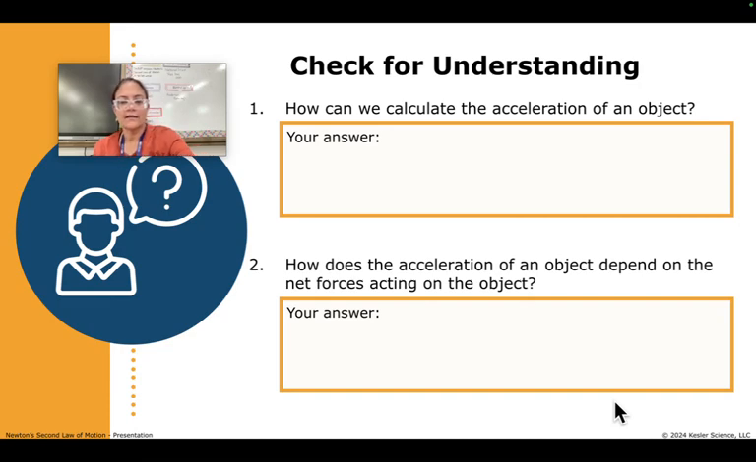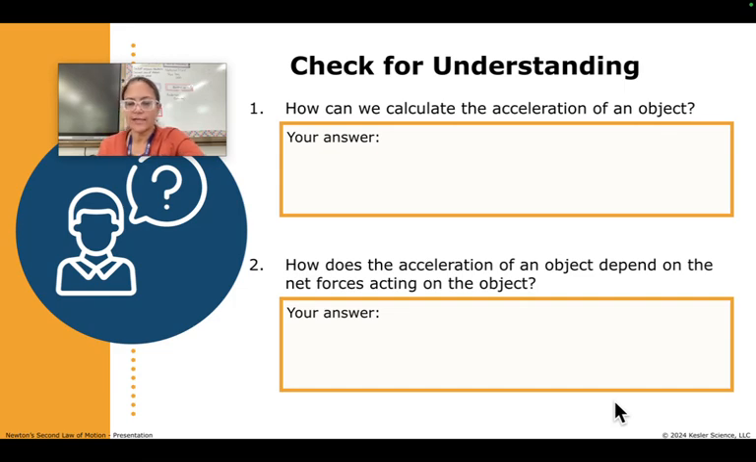Okay, so how can we calculate the acceleration of an object? So remember our triangle. If we're looking for acceleration, we have force, we have mass. What do we do with those two? We divide. So force divided by mass equals acceleration.